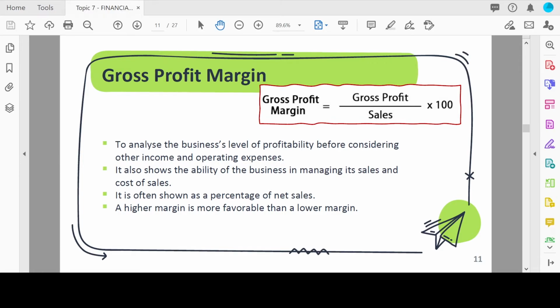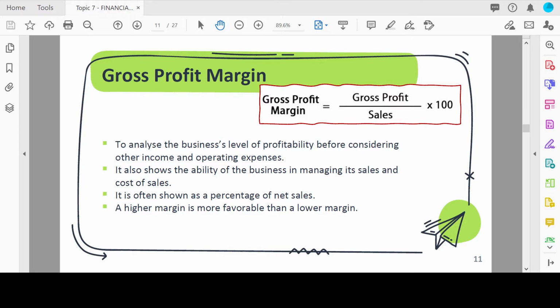If we look at the statement of profit or loss, we might see that we have gross profit. But what is the level of profitability before we consider other income and operating expenses? Another interpretation that we can make from gross profit margin is the ability of the business in managing sales and cost of sales. It is often shown as a percentage of net sales.